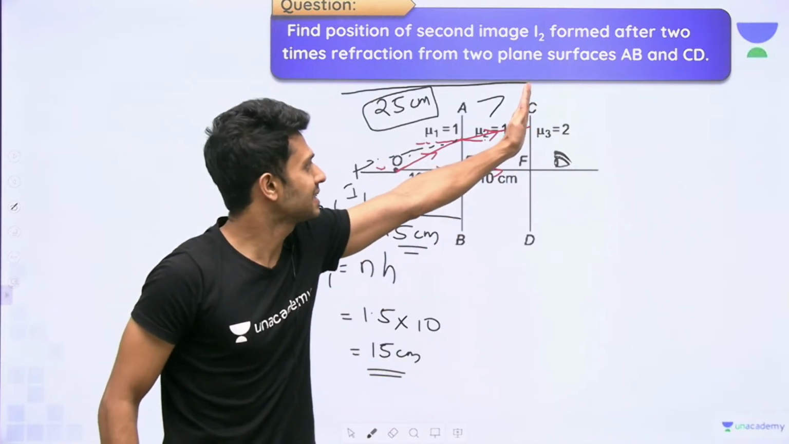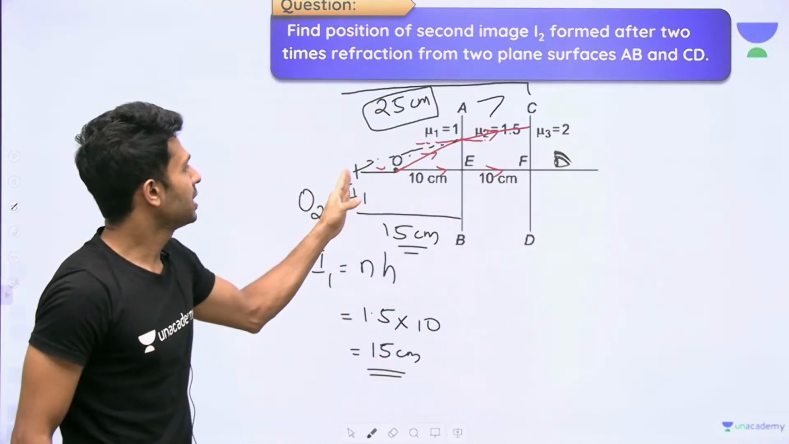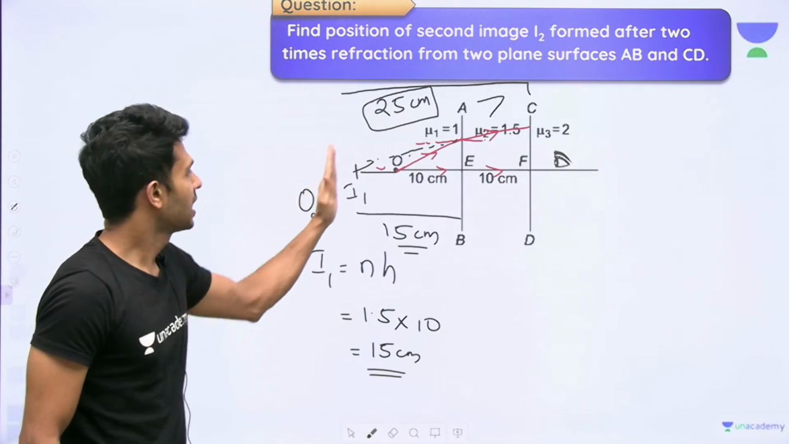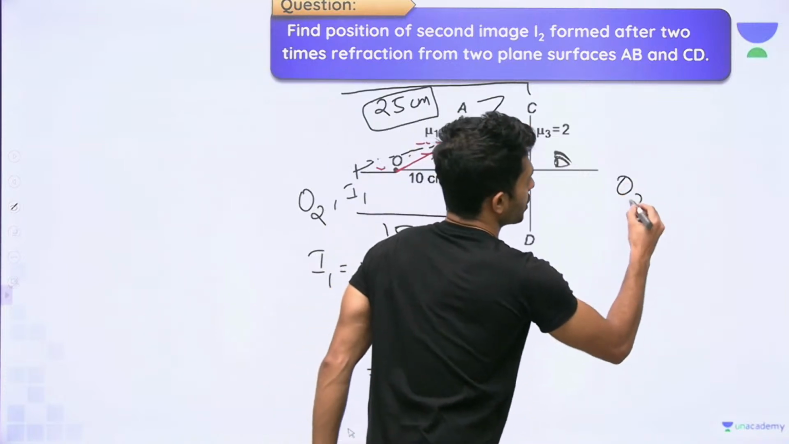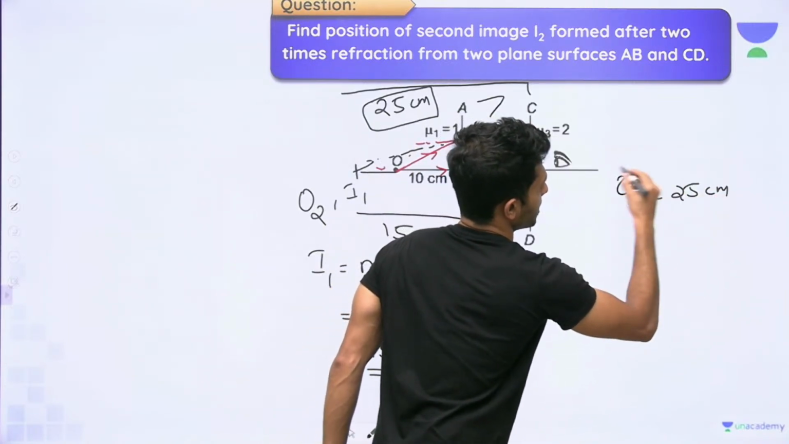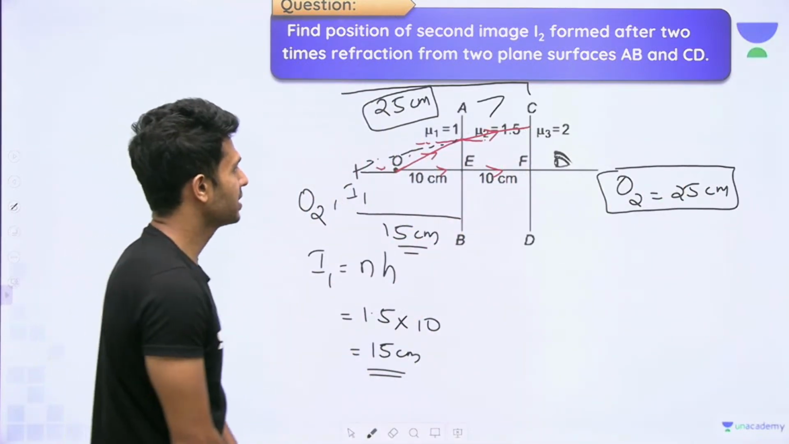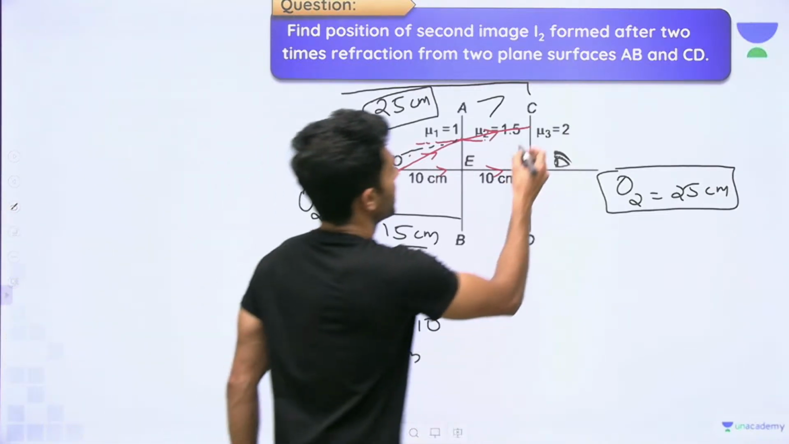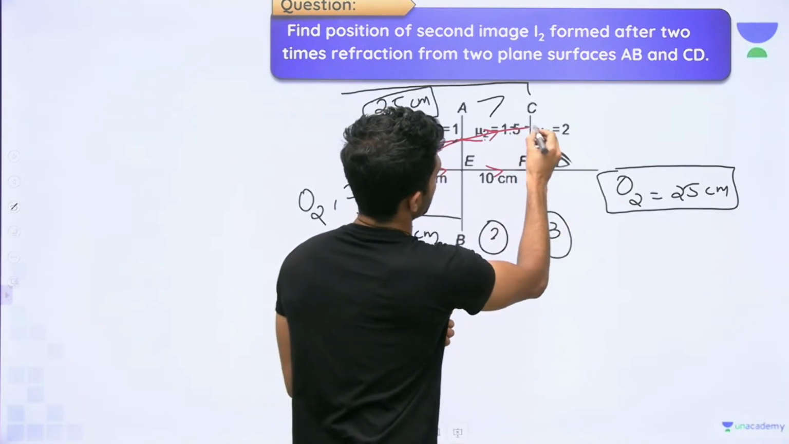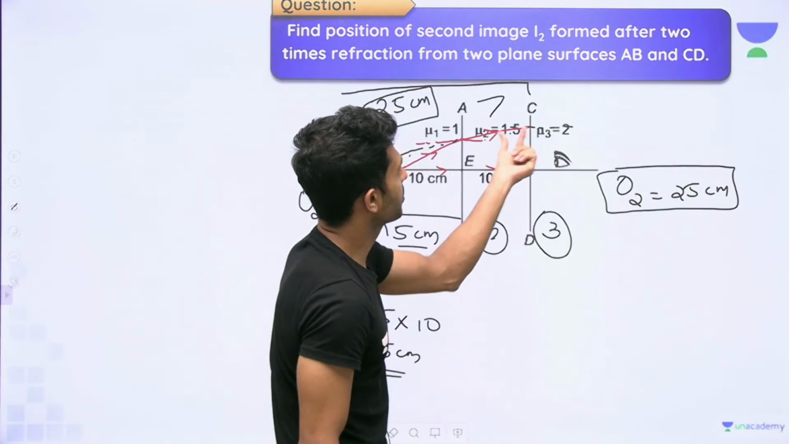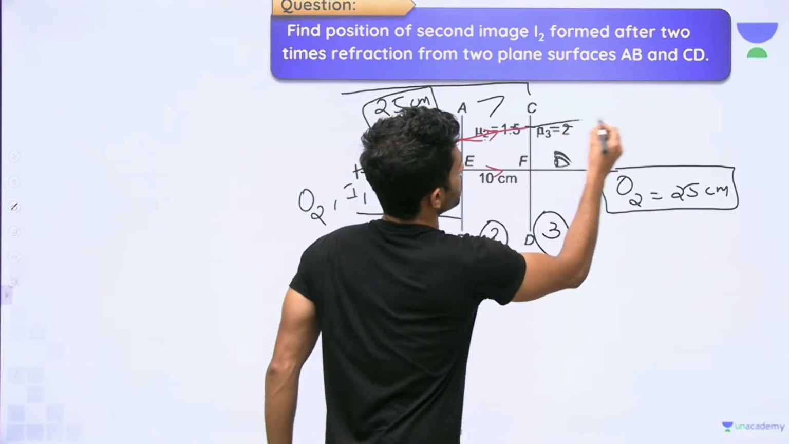It is at the second surface that we are having refraction. Then which is our object? The image for the first surface is the object for the second surface. And what is its distance? 25 centimeters. So O2 is equal to 25 centimeters, the object distance for the second surface. Tell me what happens here. Again, when it moves from the second medium to the third medium, it is moving from a refractive index of 1.5 to 2. Again it is moving from rarer to denser, so it will bend towards the normal again.